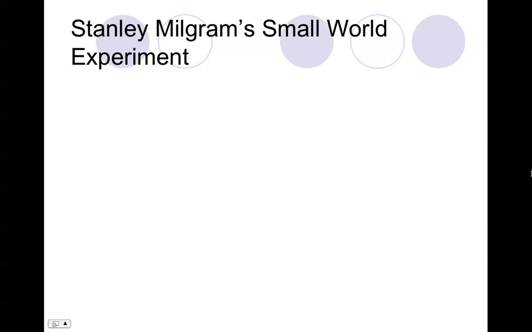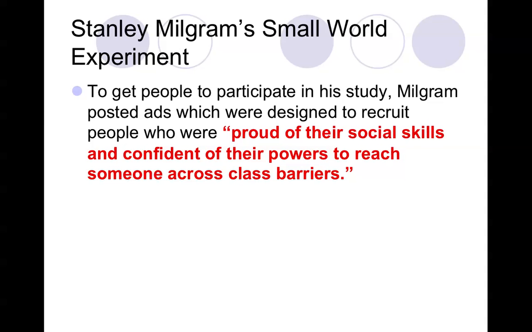Okay, let's go back to the small world experiment. Stanley Milgram's small world experiment concluded that the average number of degrees of separation between any two people in the United States is 6. Okay, so I'm going to reveal a couple more pieces of information about this study that you'll find interesting.